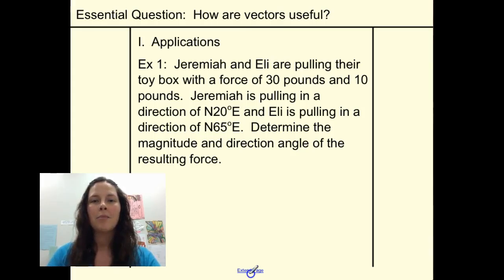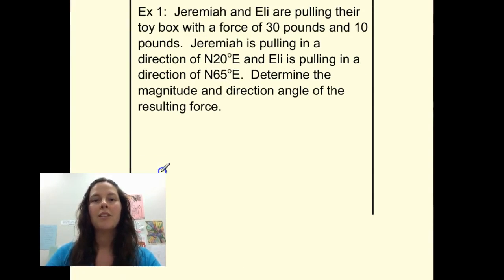It makes sense to think about this as the addition of the two forces is what is moving the toy box. So we're going to figure out the component form for each vector of force and then combine them to get the resulting vector. Now remember, the direction angle is from the horizontal, and bearings, like I gave you on this one, are from the vertical.